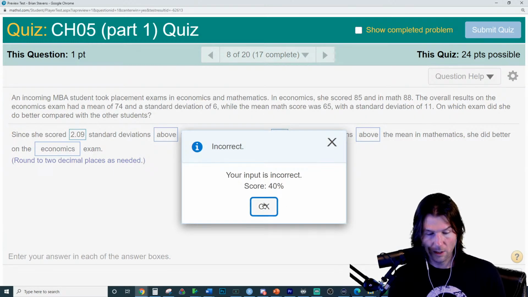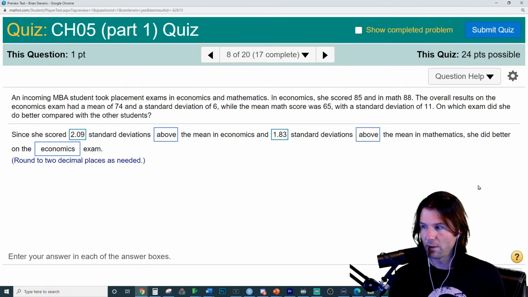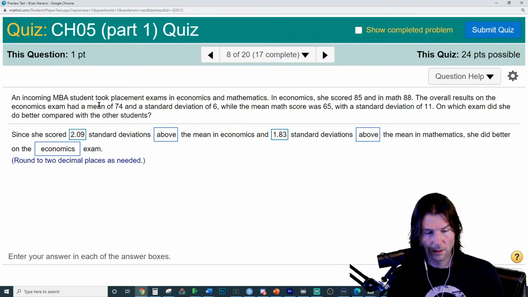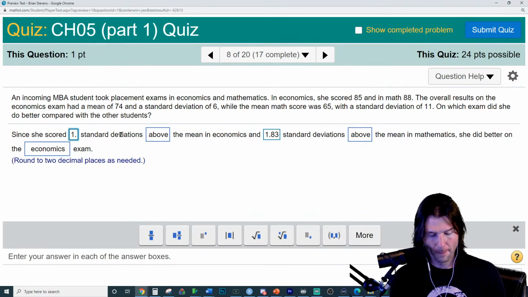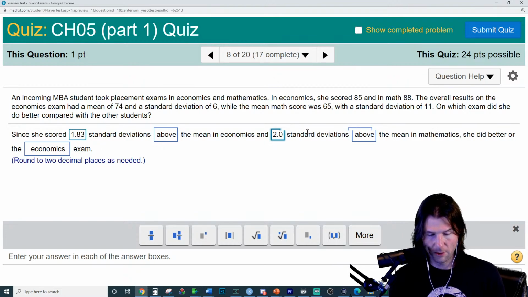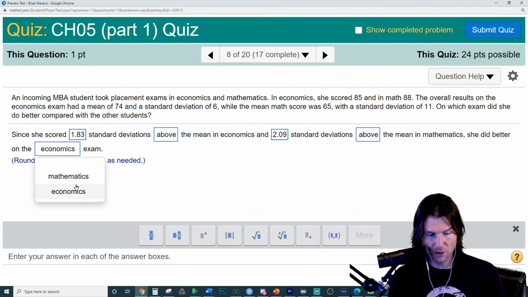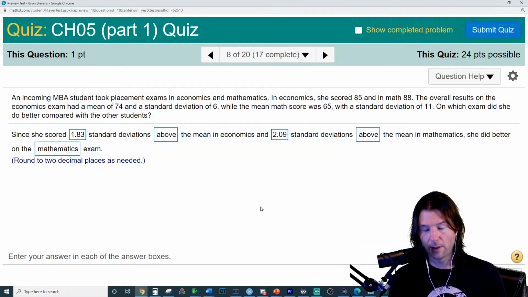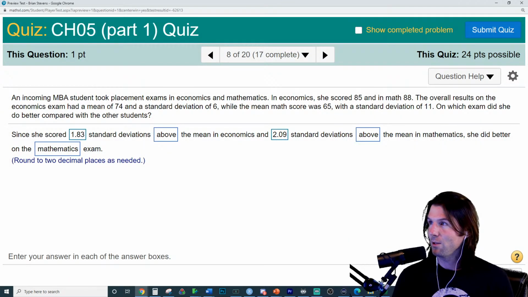These are close. Oh my gosh. This is where I've done way too many of these. Did I misread it? Economics. Let me double check. Oh, wait. I have these reversed. Her economic score is an 85. And did I reverse these? Oh my gosh. And then that means she scored better in mathematics. There we go. I even color-coded them.